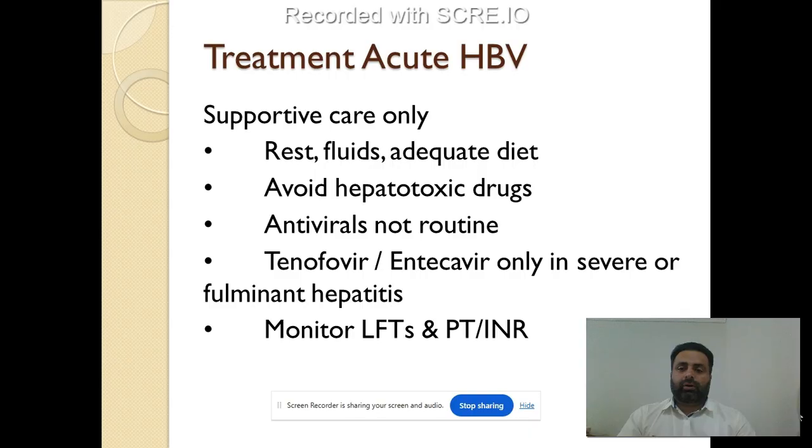So treatment, how do you treat acute hepatitis B virus? That is supportive care only: rest, fluids, adequate diet, avoid hepatotoxic drugs like paracetamol. Antivirals not routinely, like tenofovir, entecavir only in severe or fulminant hepatitis. Monitor LFTs and PT INR.